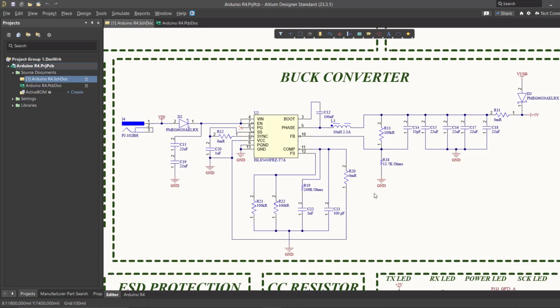The Arduino R4 Minima uses an ISL85410-2FRZ buck converter. It steps the voltage down to 5 volts. The VUSB, barrel jack connector and the VIN pins are connected to the buck converter with Schottky diodes in place for reverse polarity and over voltage protection respectively.